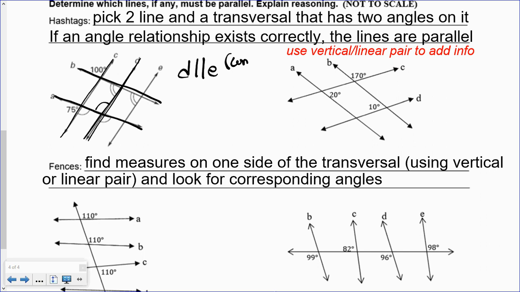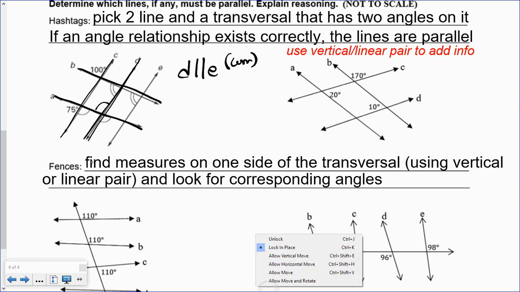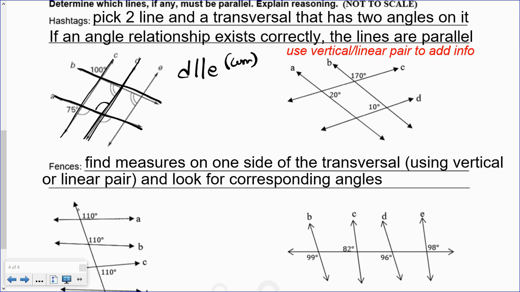Corresponding. I used corresponding angles, the double marks here. Those are corresponding angles that tell me that D and E are parallel. Do you see any other corresponding angles in the picture? Right here? These two? You see those? A is the transversal. What are the lines that it crosses?